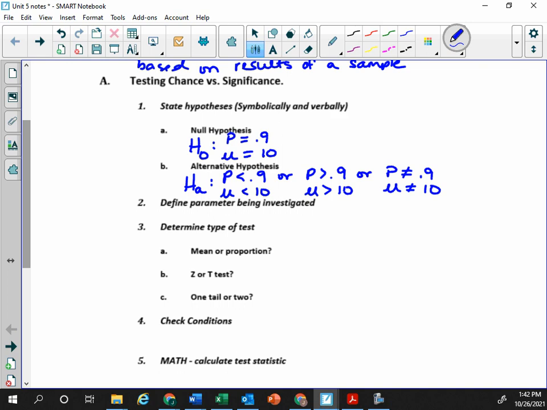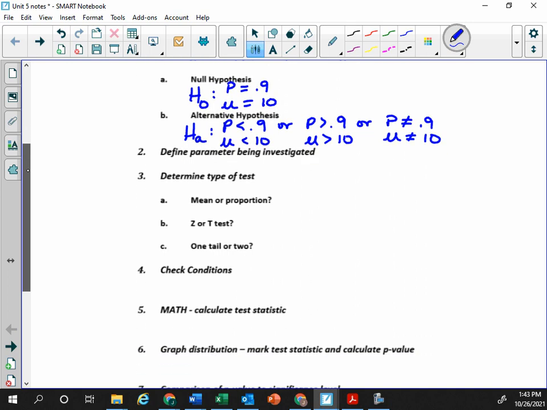So the null, you're always going to have an equal sign. Your alternative, you'll have an inequality. Now, based on the context of the problem, that's how you figure out if it is less than, greater than, or not equal to. Okay. You always want to talk about the parameter that you're investigating, like what is the mu or what is the p. You would define that at the beginning of your test.